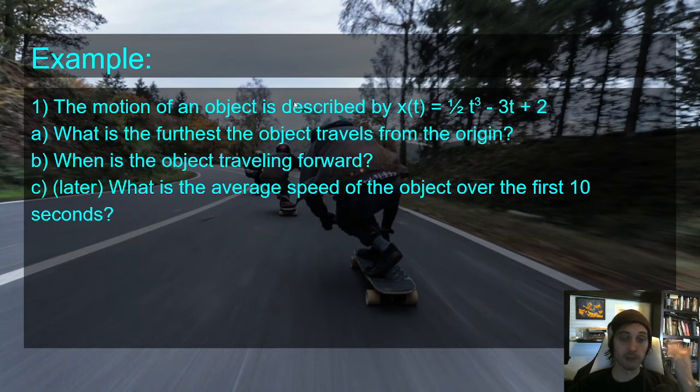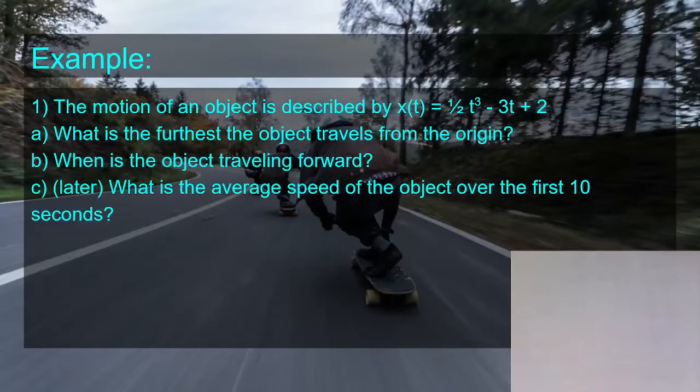When is the object traveling forward? When is the object traveling backwards is implicit within that, but it's just asking when it's traveling forward. So that would be when the velocity is positive. And what is the average speed of the object over the first 10 seconds of travel? That last one, we need to know how to find the total distance traveled, which we'll hold off on for a bit. So taking a sec to copy that down.